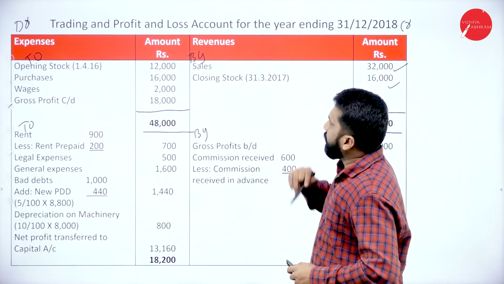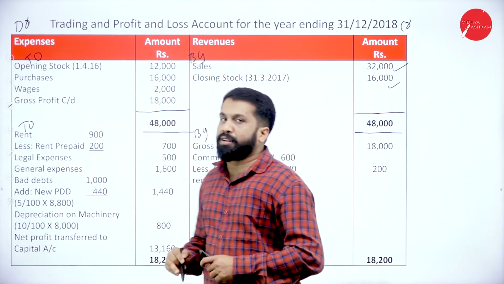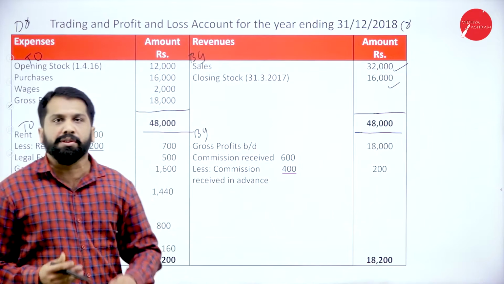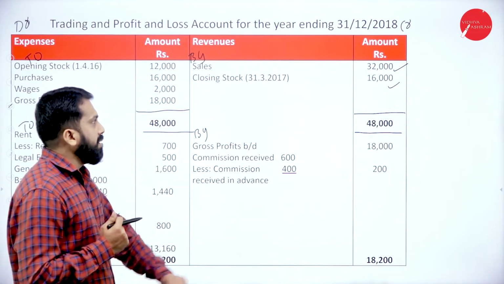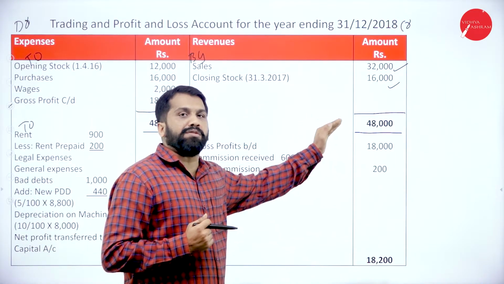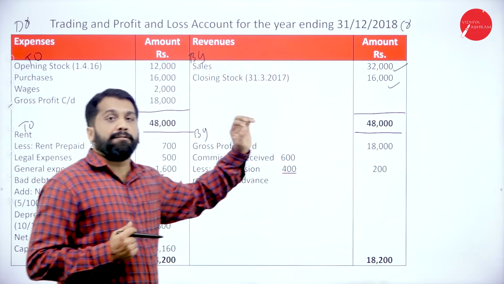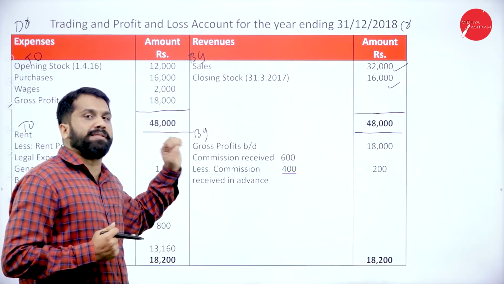12,000, 16,000 as well as 2,000 all put together, you will get less than 48,000. As I told you, you have to see which side is higher. Now your credit side you will get around 48. 32 plus 16 comes around 48. The same value you are supposed to write in the debit side also.